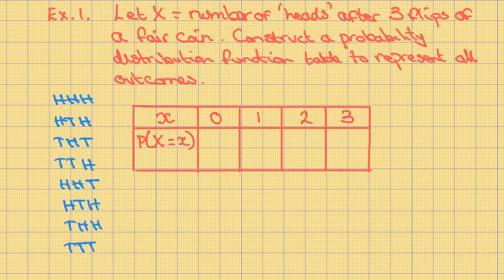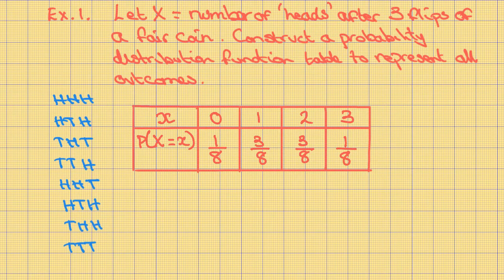The probability of no heads is 1 out of 8. The probability of 1 head is 3 out of 8. The probability of 2 heads is 3 out of 8, and the probability of 3 heads is 1 out of 8.